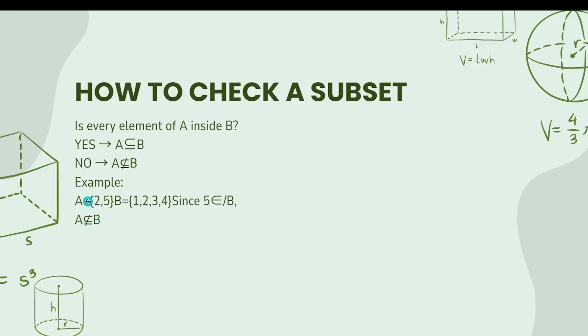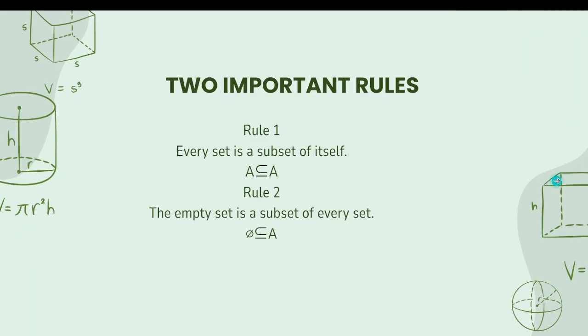Here A has two elements. Those are 2 and 5. But B has the element 2, but B doesn't have the element 5. So since 5 isn't an element of B, A is not a subset of B.